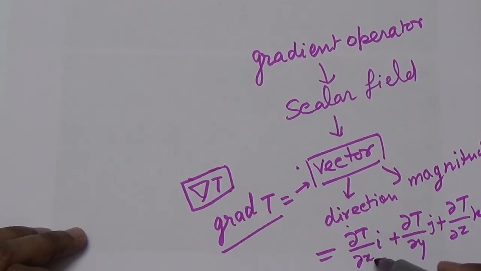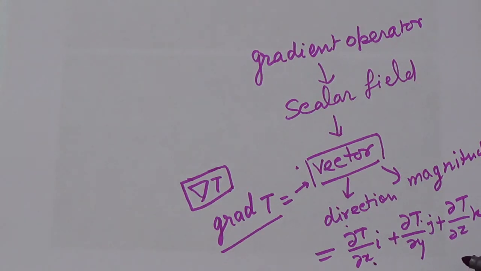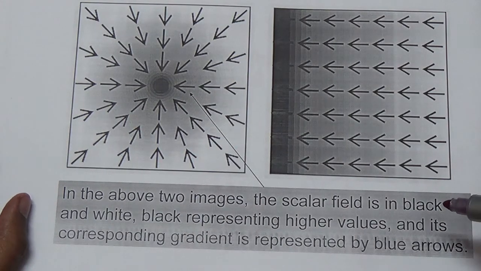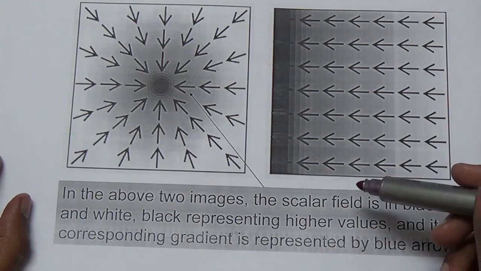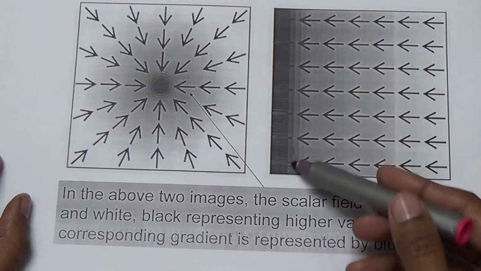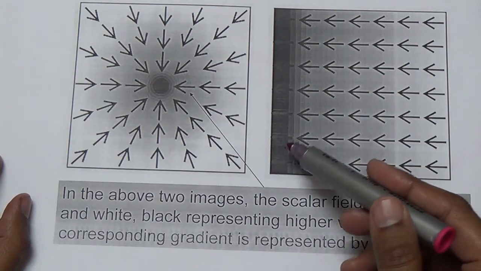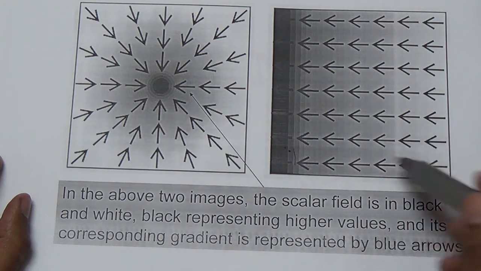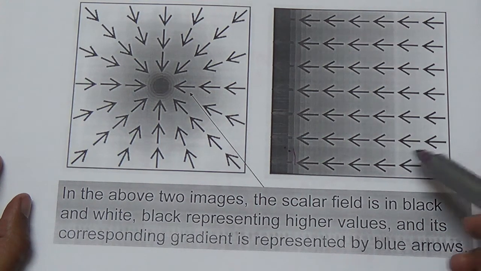So it gives the variation of the temperature along the x axis, and along the y and z axes. But what will be the direction? As I told earlier, it indicates in which direction the maximum change occurs. From the gradient operation, the direction represents the maximum change. Where is the maximum change? Here, as I have explained earlier, this darkness represents the higher temperature, and this white portion represents the lower temperature. When I take the gradient of this temperature field, the direction will be towards the higher temperature.